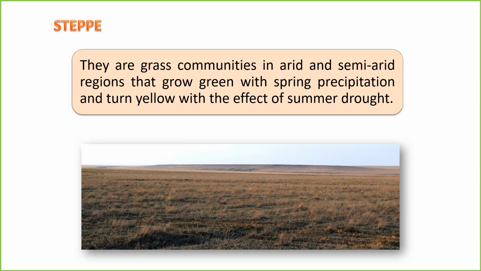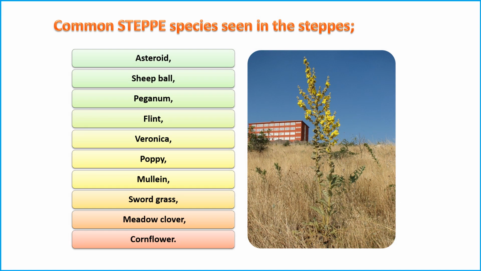They are grass communities in arid and semi-arid regions that grow green with spring precipitation and turn yellow with the effect of summer drought. The steppes host a variety of plant species adapted to the specific environmental conditions of this biome. Here are some common steppe species often found in these grassland landscapes.